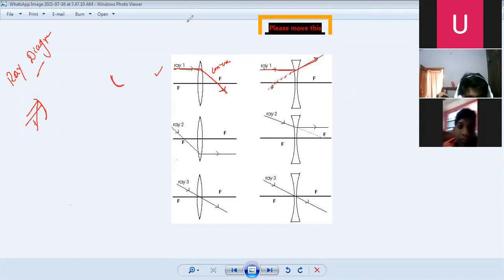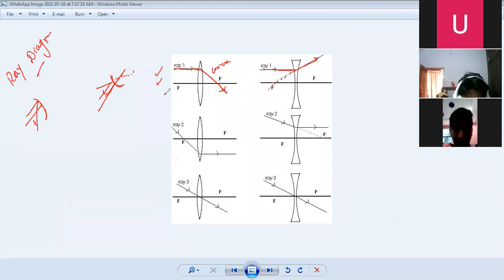Convex mirror will be the case of concave lens. I hope you remember in a convex mirror what happened. If we take the light ray coming like this, it will be reflected. Here it is refracted. In this case, in a concave lens, the ray appears to diverge from the principal focus located on the same side of the lens, as shown in this figure.